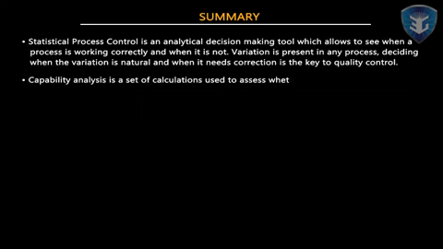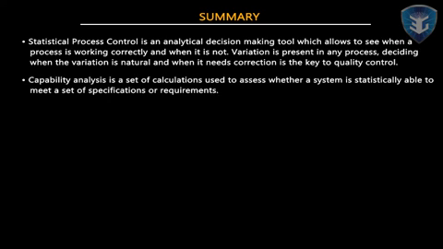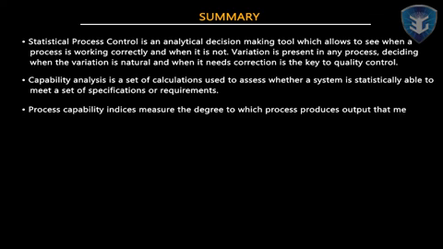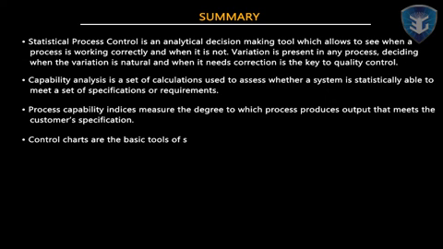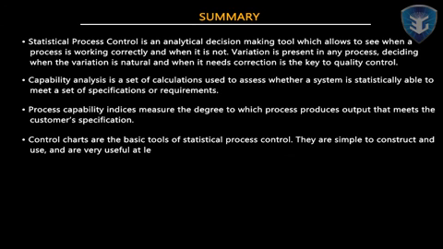Capability analysis is a set of calculations used to assess whether a system is statistically able to meet a set of specifications or requirements. Process capability indices measure the degree to which processes produce output that meets the customer's specification. Control charts are the basic tools of statistical process control. They are simple to construct and use and are very useful at leading to process improvement.